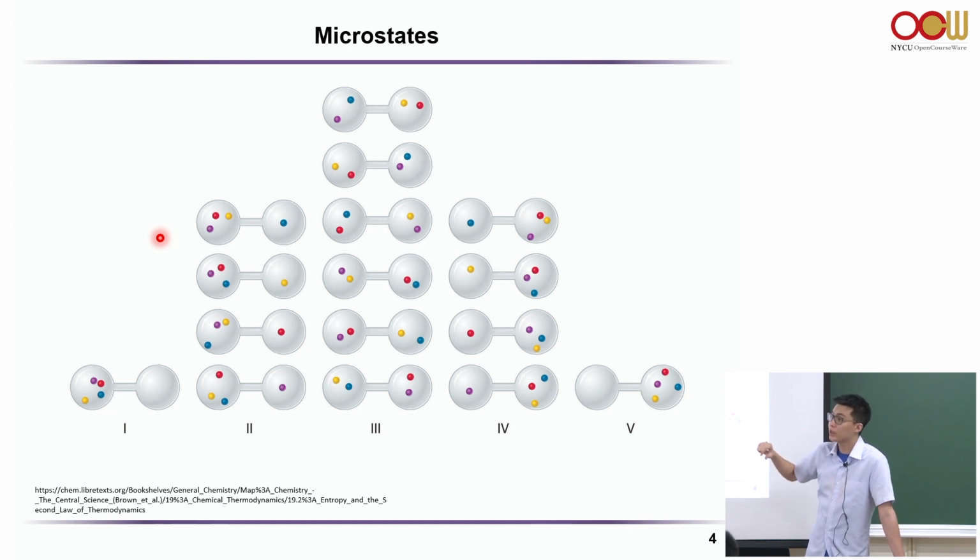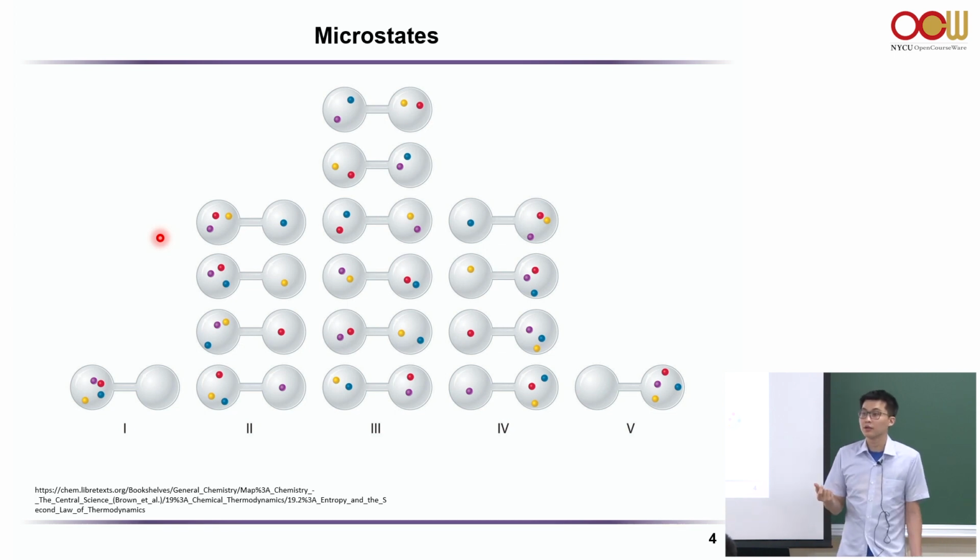So we normally deal with grams of materials, right? If you divide that by Avogadro's number, then you will get a very large value. So we have a many particle system. We're looking at a many particle system. There's a lot of possibilities. With 4 particles, you already have this many possibilities.